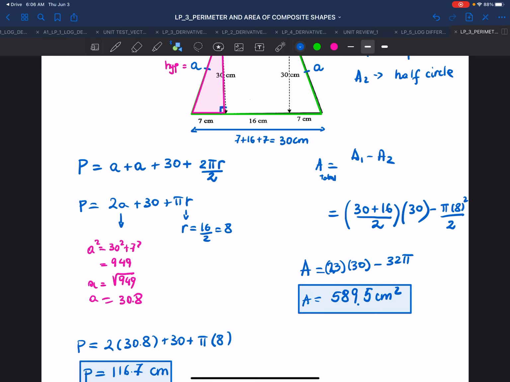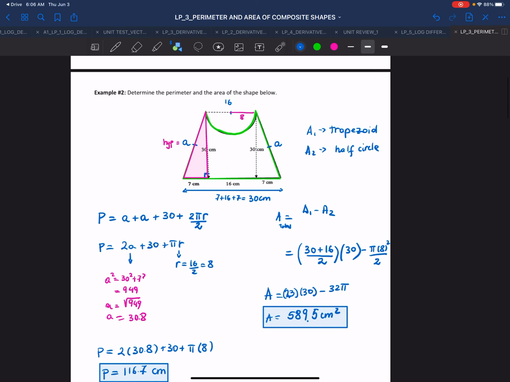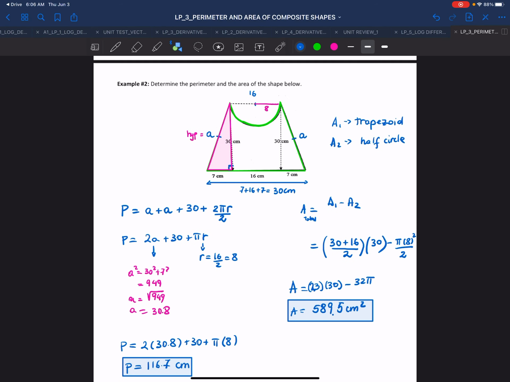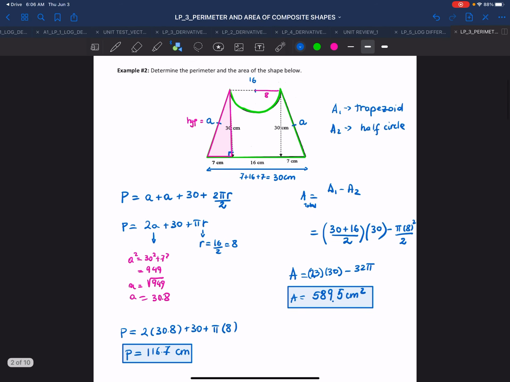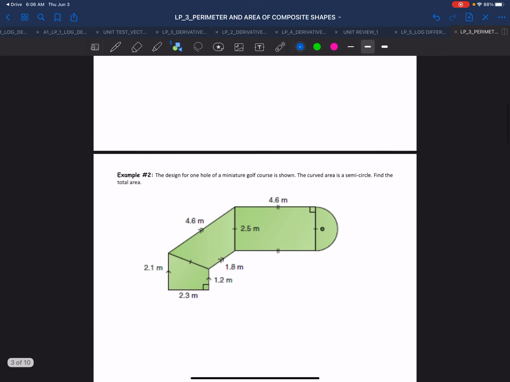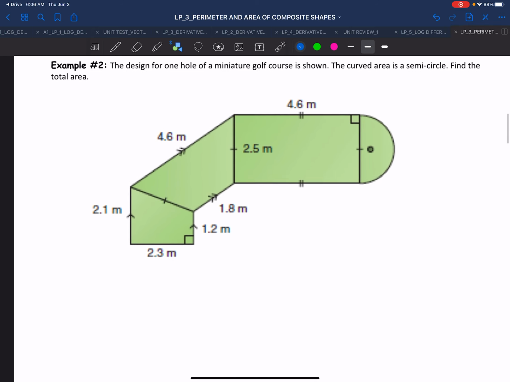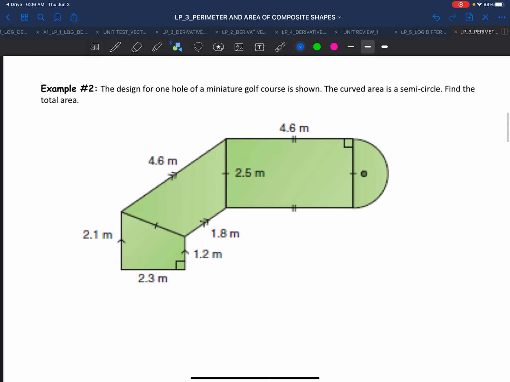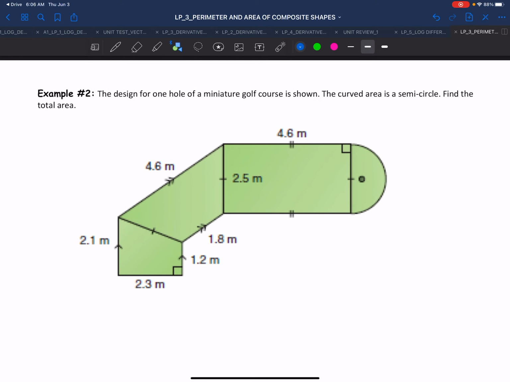Okay, so this is how we would go around finding the area and the perimeter of this particular composite shape. So I've brought another example here. This is a little bit longer. Again, as always, if you would like to, you can just stop and try to do this on your own. If not, let's continue together.